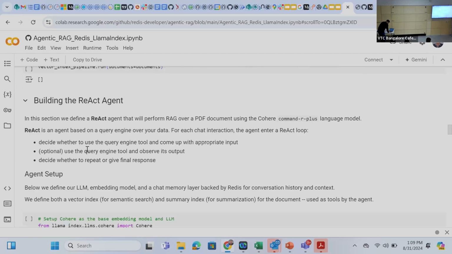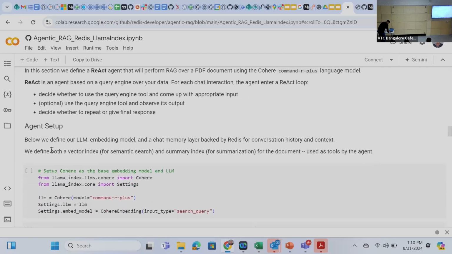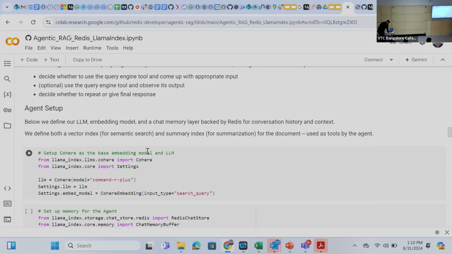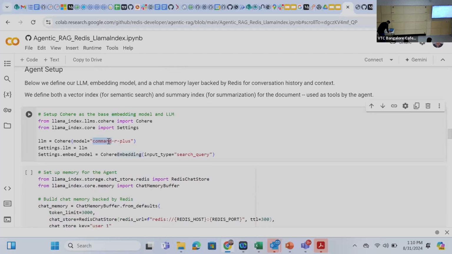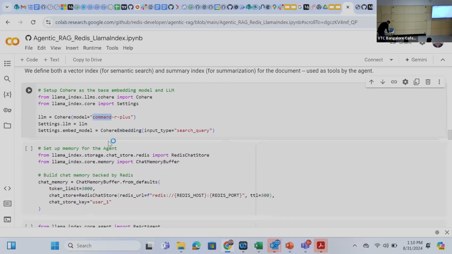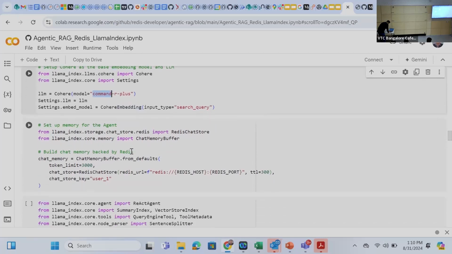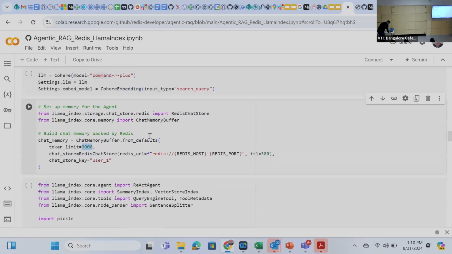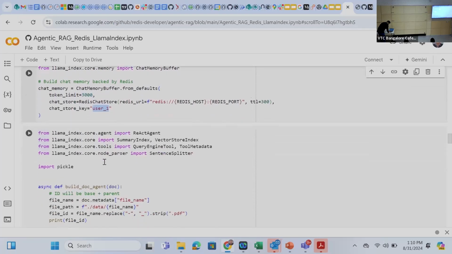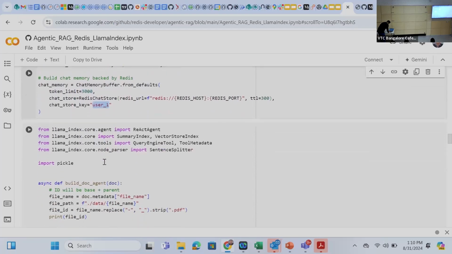Here, this is the step I'm doing to set up my agent, where I'm setting up Cohere as my embedding model. I'm using Command R Plus as a model given by Cohere itself. And then I'm even setting up what memory configurations I need to build in. For example, there's a token limit that I have specified over here. I also have specified which URL my application will be hosted on and how many users will have this. All these configurations related to your pipeline, you can very well configure over here.